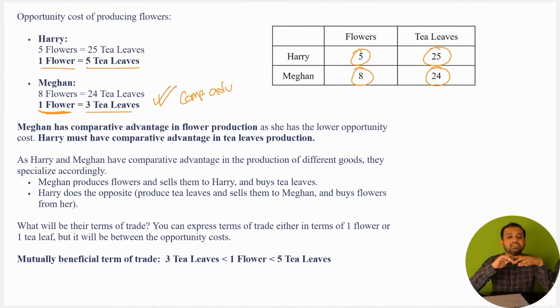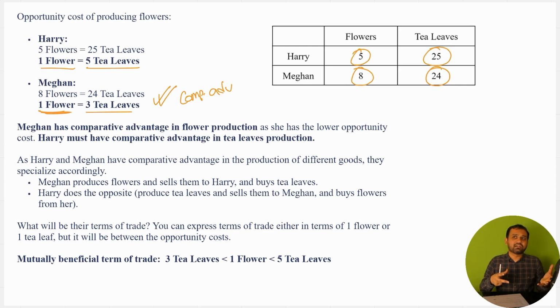All right. Now, why did I not start with the opportunity cost of producing tea leaves? This is connected to how you find terms of trade, and let's elaborate on that. When 2 people have comparative advantage in the production of different goods, they will specialize accordingly and sell it. So Meghan, with a comparative advantage in flowers, will produce and sell that. Harry, with a comparative advantage in tea leaves, will produce and sell that. So we understand what they're buying and selling with each other, right? But at what rate is this happening?